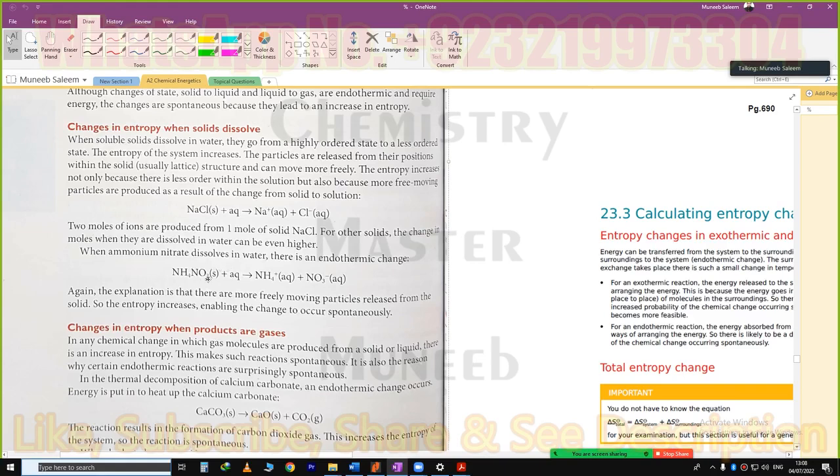Same goes for this equation. We have solid ammonium nitrate, which is converted into the aqueous ammonium ions and then aqueous nitrate ions. Is it clear? Yes.